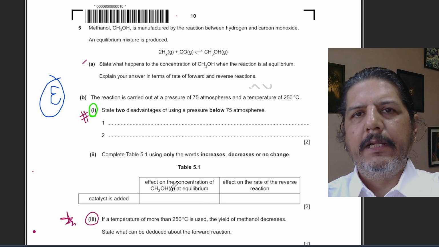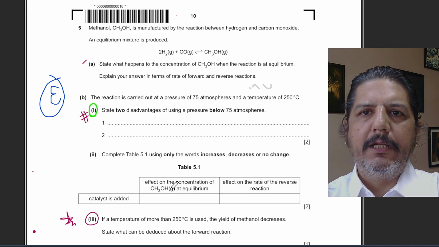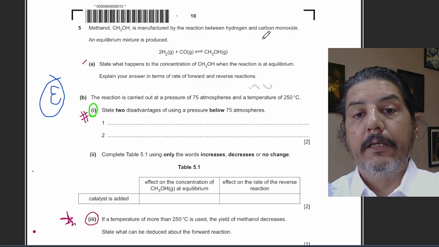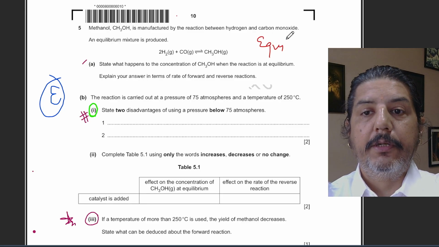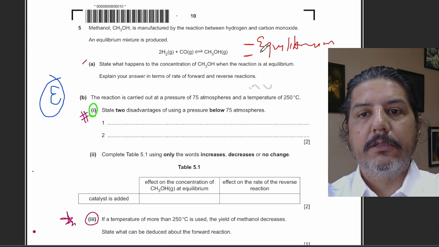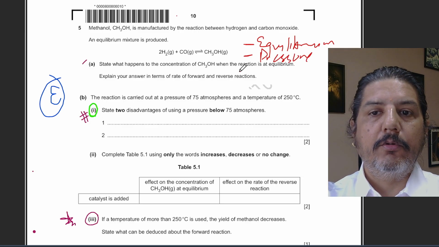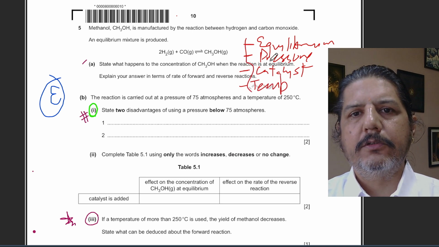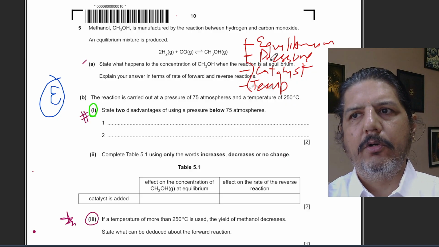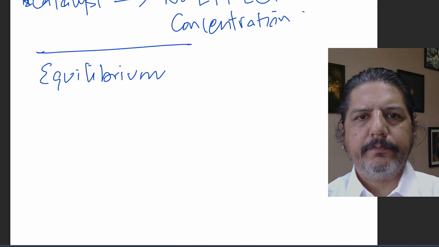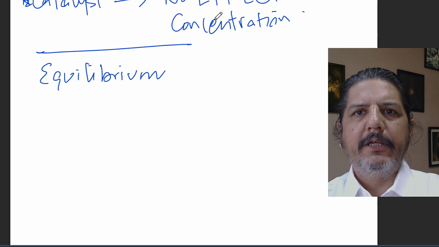So, I'll be spending some time explaining this question because it's a beautiful question where a lot of things are being discussed. The question is talking about equilibrium. What is the nature of equilibrium? What do we mean by equilibrium? It is talking about the effect of pressure, the effect of catalyst, and the effect of temperature. So this is a sort of numerical where almost the full chapter and all the effects are captured. I'll start by explaining what equilibrium is.